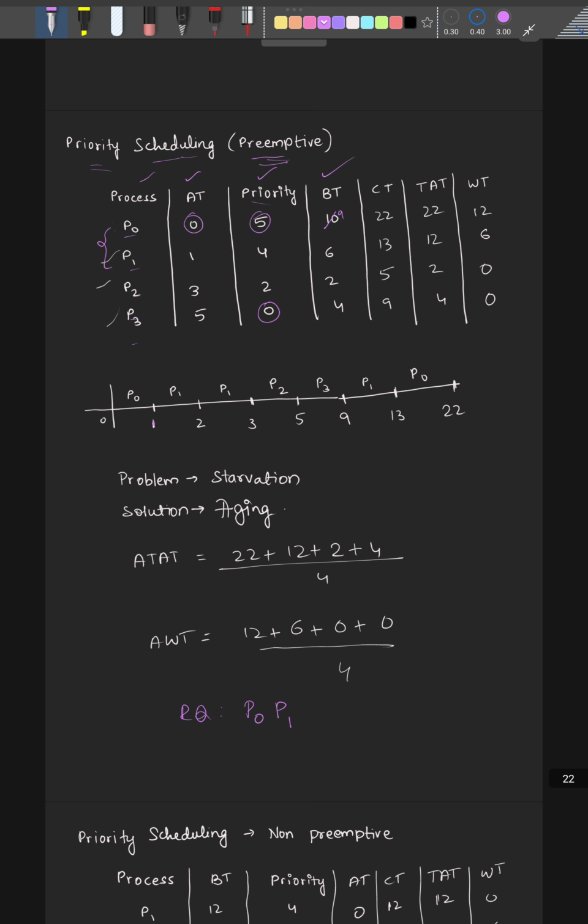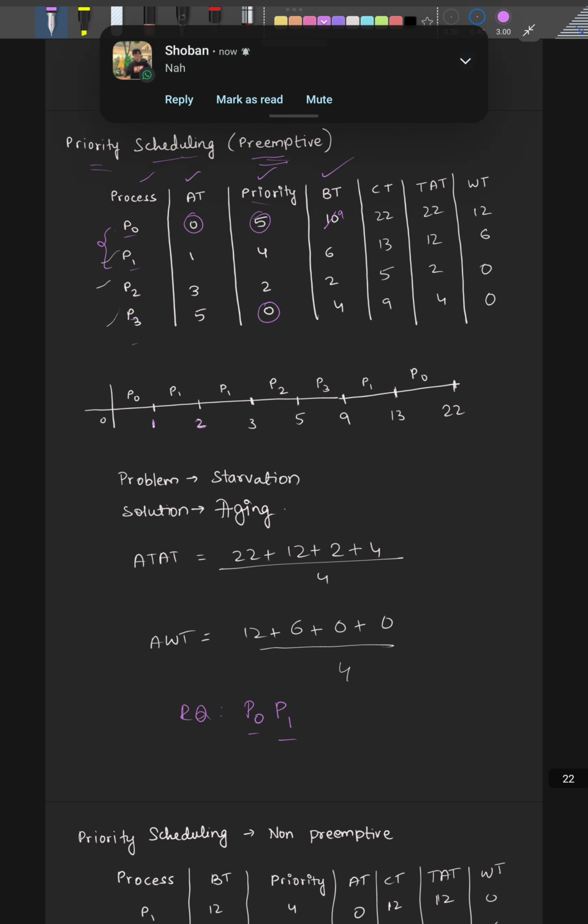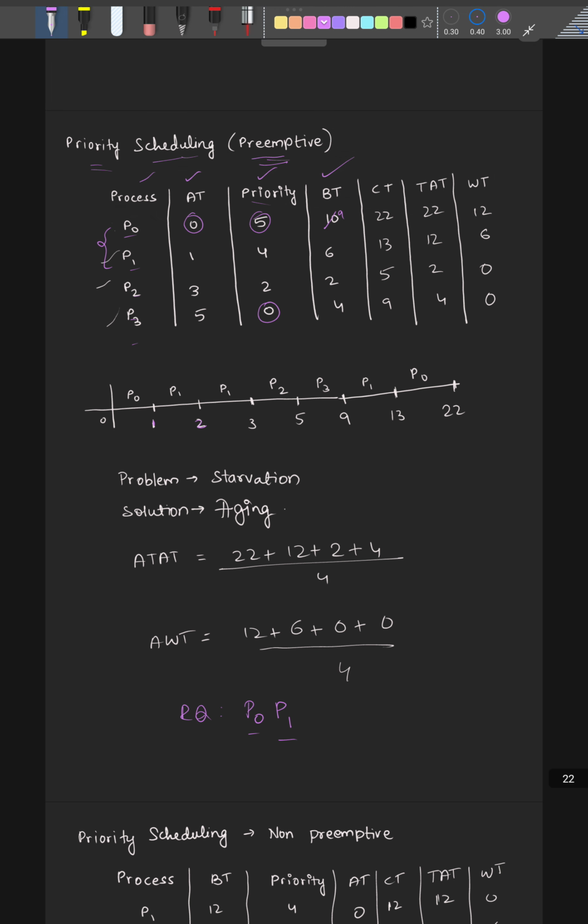Between P0 and P1, the priority of P1 is the highest. So P1 will get executed, and its burst time is 6. P1 will be executed for 2 milliseconds. Now when the arrival time is 2, we again have only P0 and P1 in the ready queue, and again P1 has the highest priority. So P1 will again get reduced, from 6 to 5 and again to 4, because P1 is executed 2 times here.